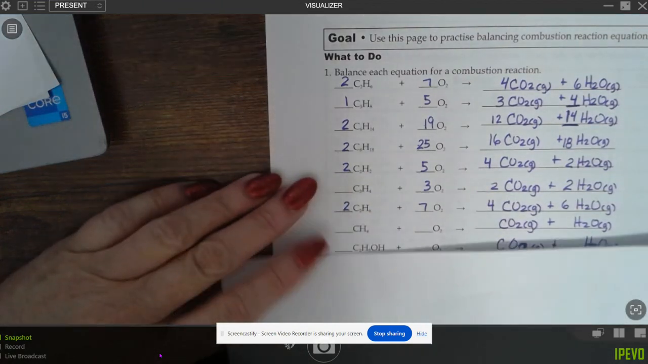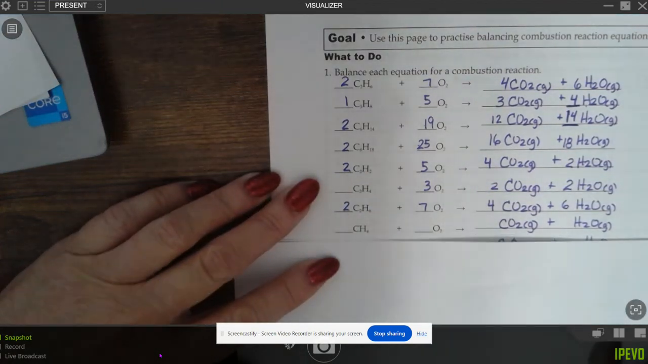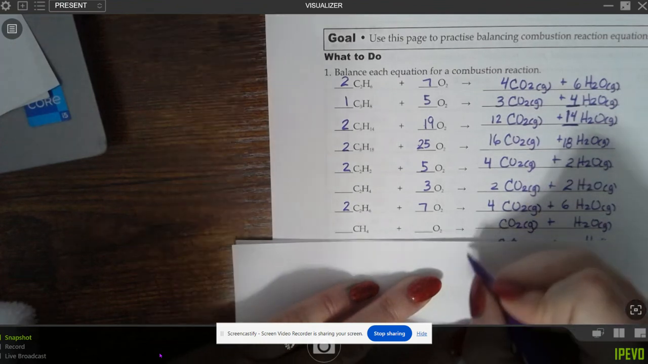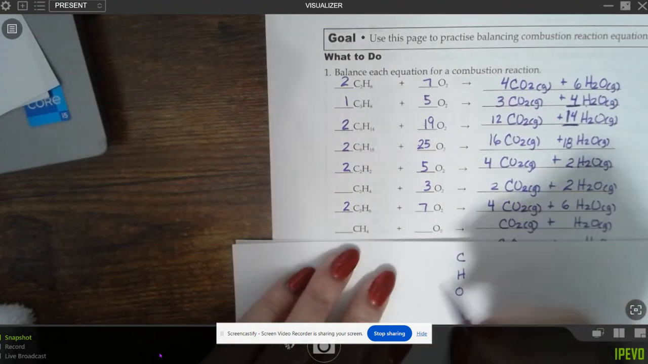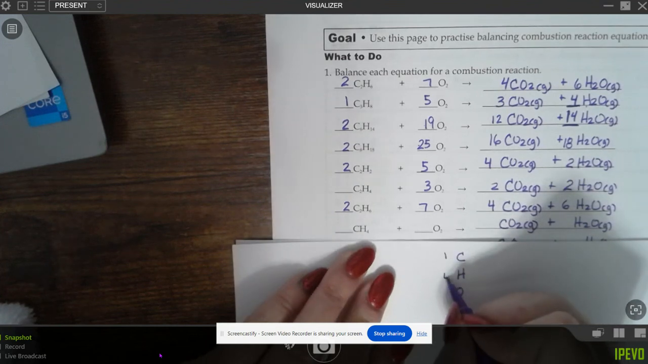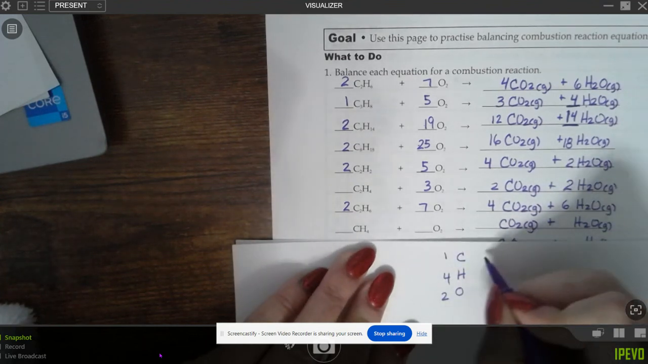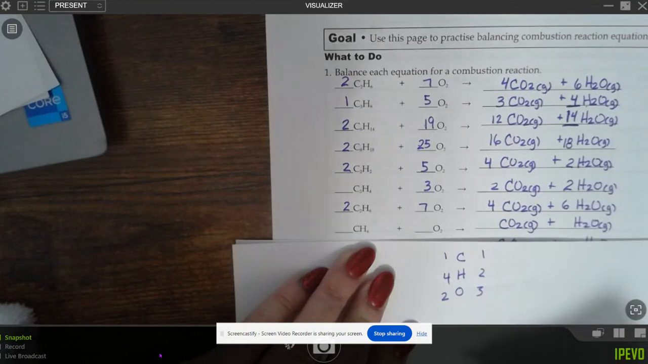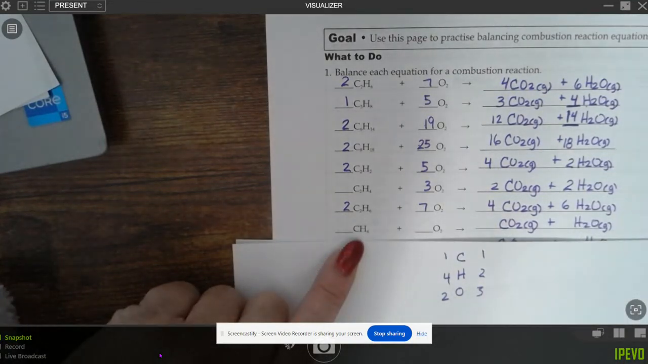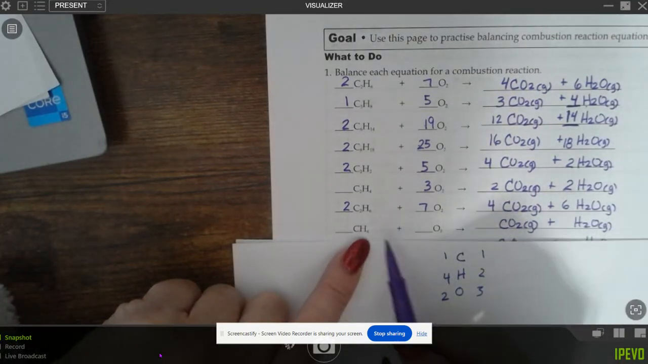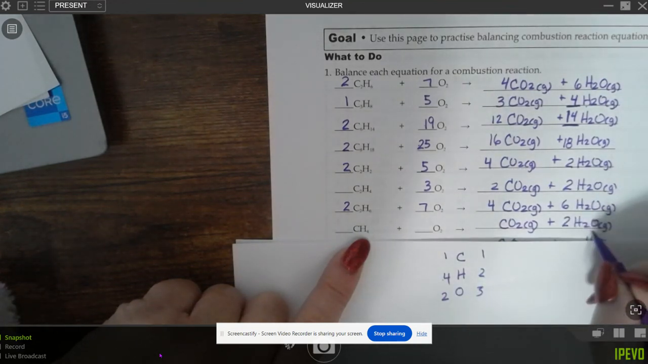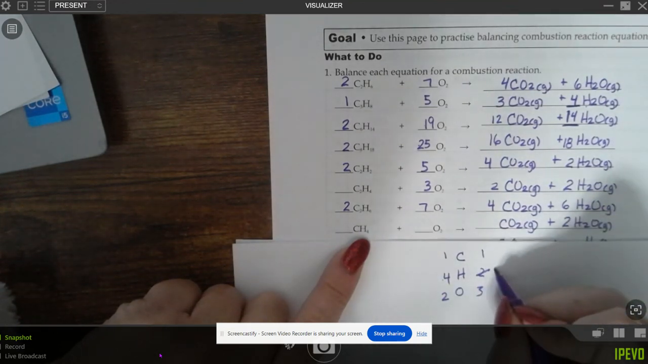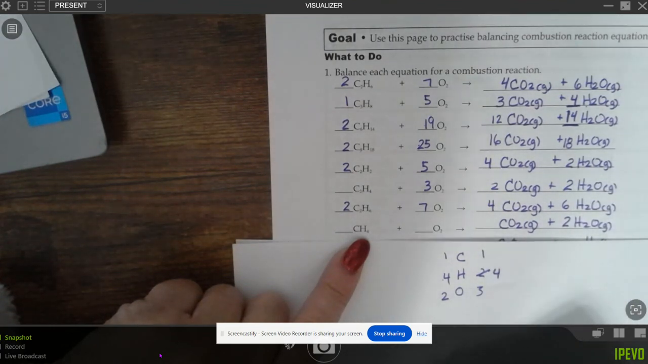2 more. CH4 plus O2. I have 1 carbon, 4 hydrogen, 2 oxygen. 1, 2, 3. All right. Carbon's balanced. Sweet. Here I have 4 hydrogen. Over here I only have 2. Guess what? I can put a 2 there, and that is a 4. So my water doesn't have to be doubled.